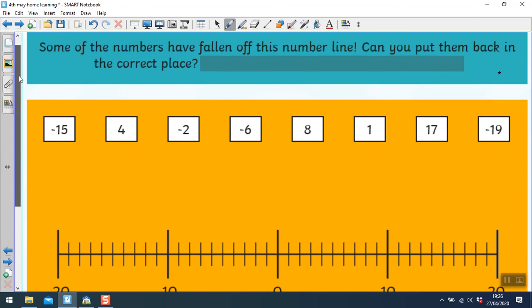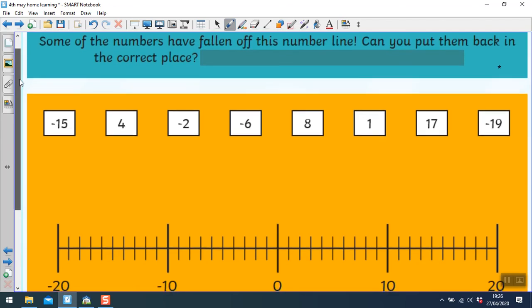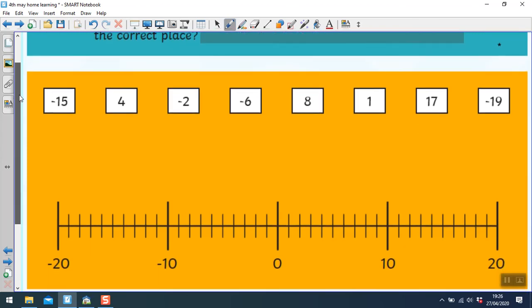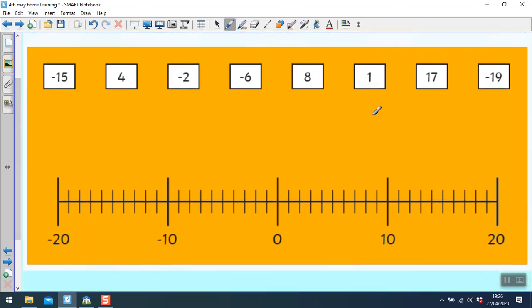Okay, some challenges now. Some of the numbers have fallen off this number line. Can you put them back in the correct place? The best thing to do here is either draw yourself this number line and make sure you've got the right number of jumps on, or pause the screen and tell somebody where each number would go on the number line by pointing. Pause the video while you do this.